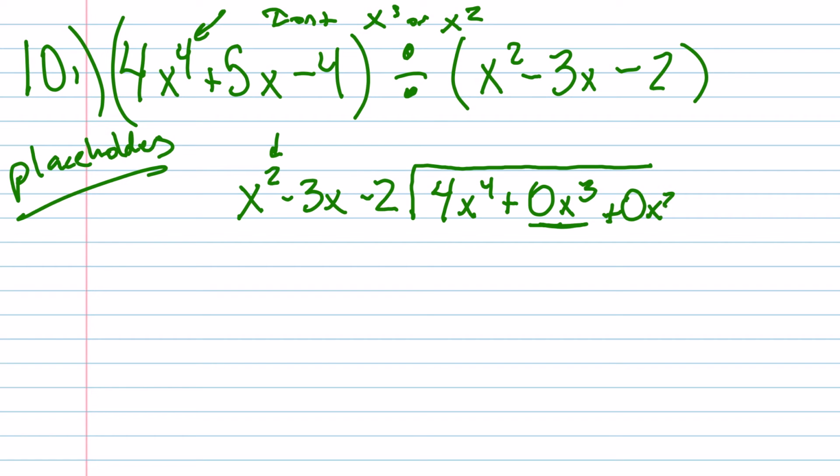And I'm going to put 0x squared because that's another placeholder. And then I put plus 5x. And then I put minus 4. And I just continue to go just like I did everything else beforehand.